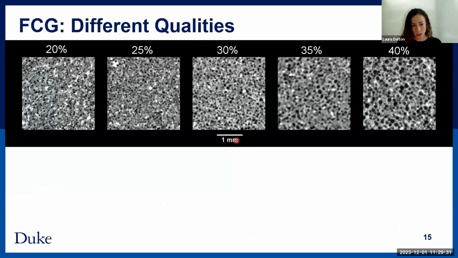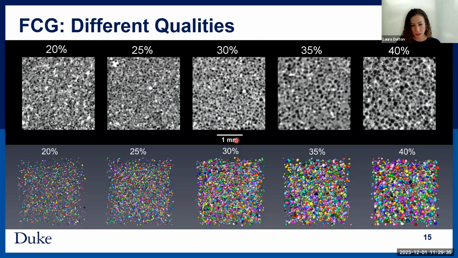And here's another example of different qualities. Quality really just means you have more porosity, so you've entrained more nitrogen in your cement slurry when it was generated. You can see there's an increase. I've segmented out all of these pores in 3D. And so with 20%, 25 to 40%, you can see that the bubbles are getting larger and they're not as well distributed.